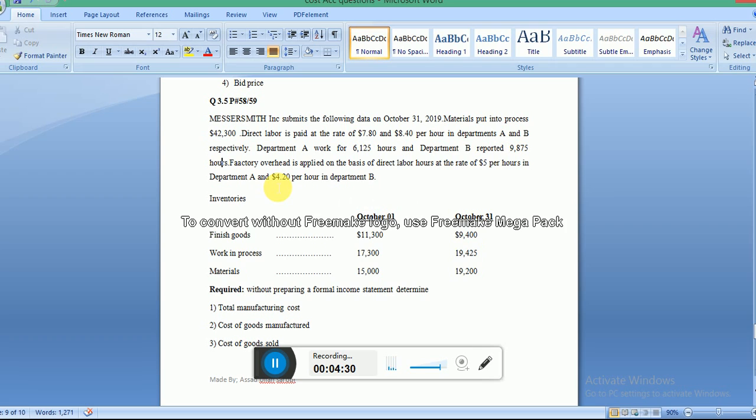What are the requirements? Without preparing a formal income statement, determine total manufacturing cost, cost of goods manufactured, and cost of goods sold. We should find out manufacturing cost, cost of goods manufactured or finished goods, and cost of goods sold, but without the format, we will not follow the format. So now let's start the solution of this question.